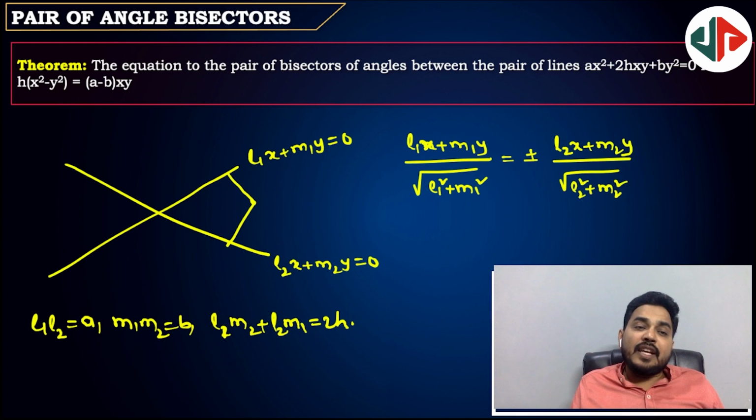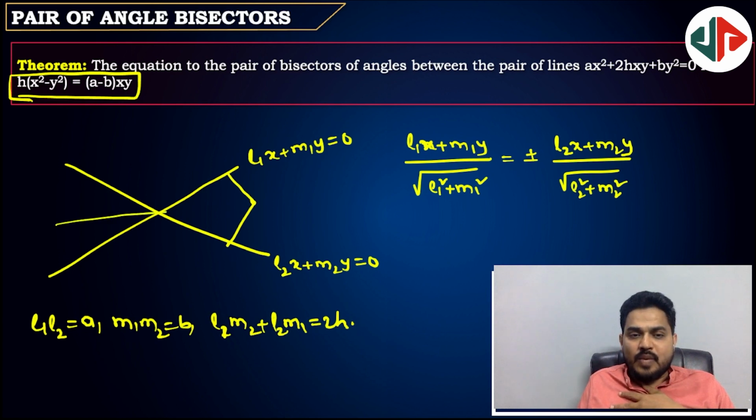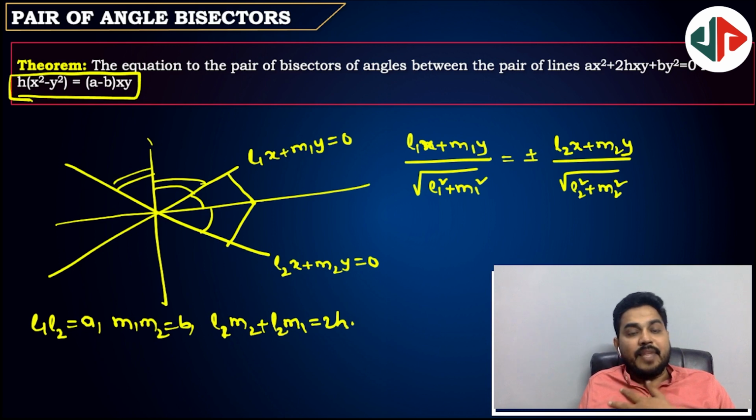When you simplify, you are going to get this equation: H into (x square minus y square) is equal to (a minus b) into xy. So this is one angular bisector and this is another. This angle is equal to this, and this angle will be equal to this angle. And always the pair of angular bisectors are mutually perpendicular.